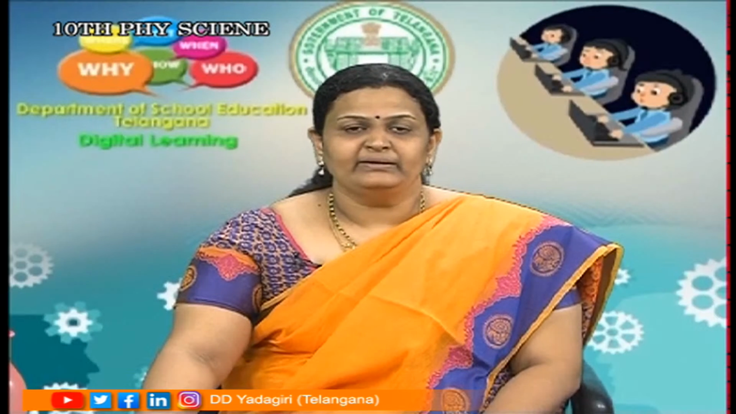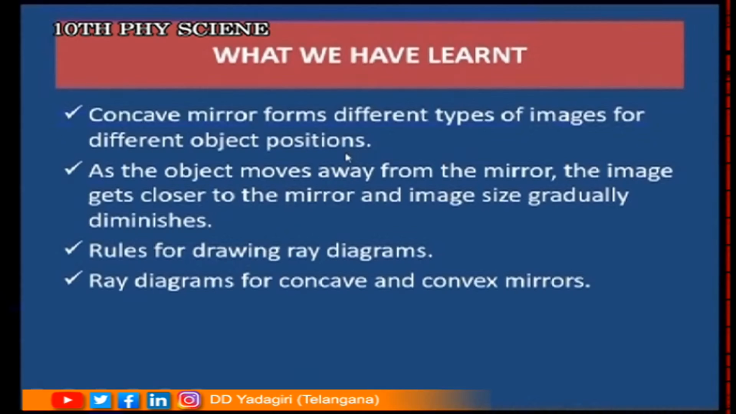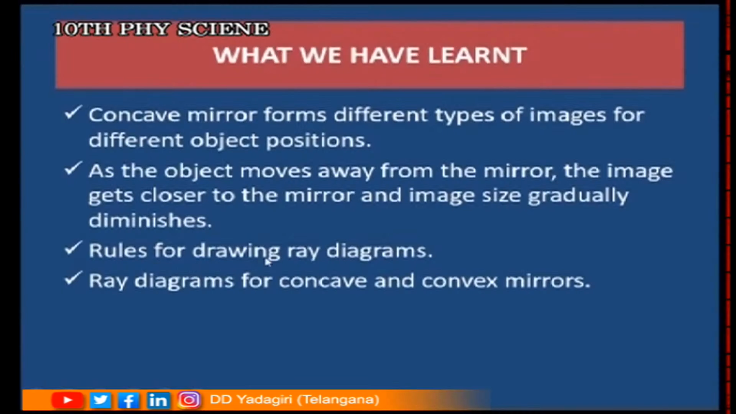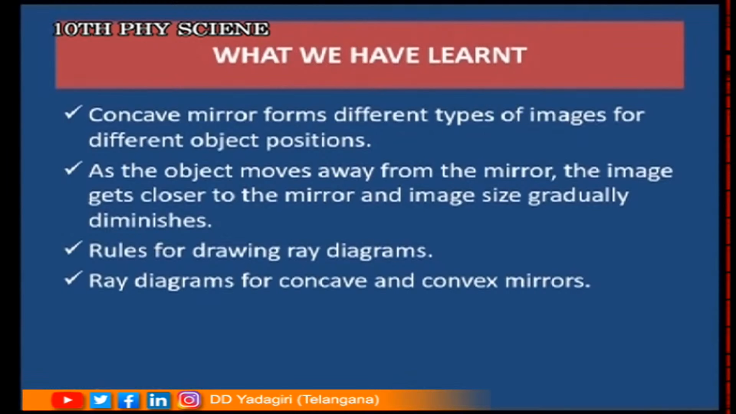And now let us see what we have learned today. The concave mirror forms different types of images for different object positions. As the object moves away from the mirror, the image gets closer to the mirror and the image size gradually diminishes. Children, this we have seen in the observation table. Then we have seen the 4 rules for drawing ray diagrams for concave mirrors and 3 rules for the convex mirror. We have seen 6 ray diagrams for the concave mirror and 1 ray diagram for the convex mirror.